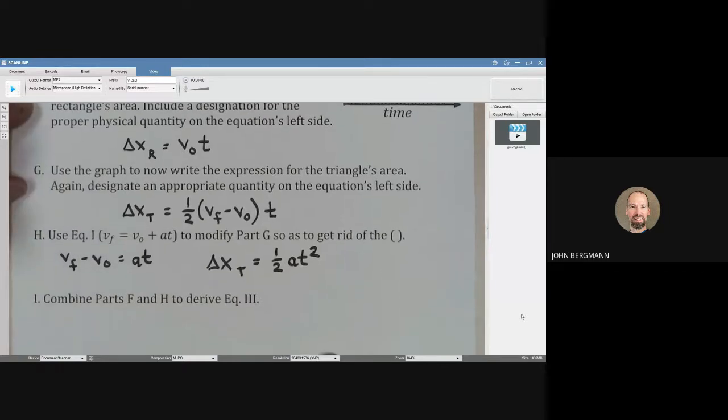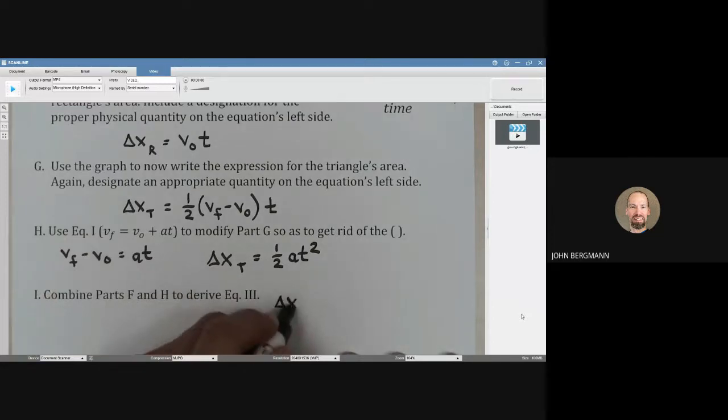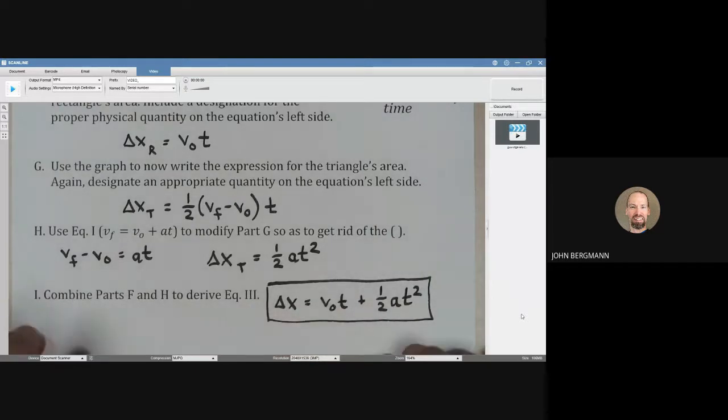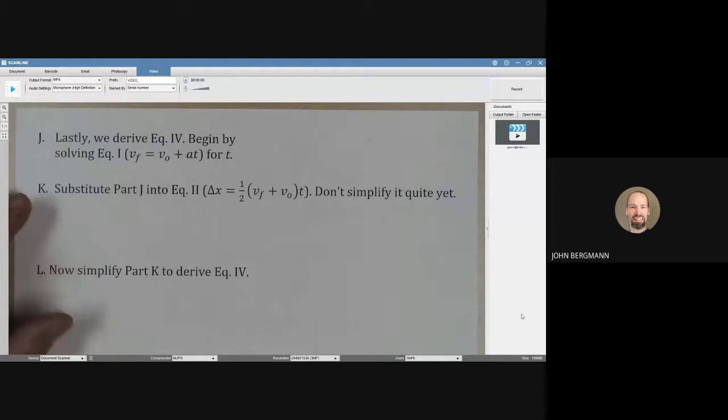Combine parts F and H to derive equation 3. Well, the total displacement is going to be the sum of these, which is V naught times T plus 1/2 A T squared. There you go. And that is equation 3. Lastly, we derive equation 4.